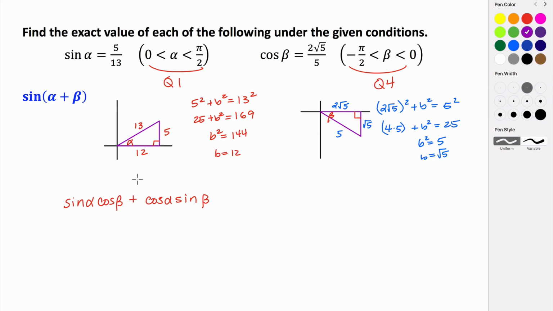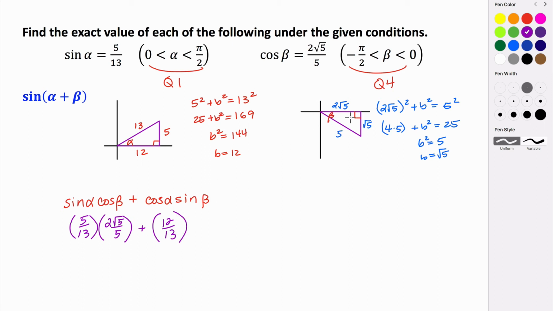So we're going to look at our triangles. Sine of alpha, so we use this triangle here. The sine is the opposite over the hypotenuse, so it's 5 over 13. And then cosine of beta, so again we go to beta. Cosine is 2 rad 5 over 5. And then plus the cosine of alpha. Alpha is here. Cosine is 12 over 13. And then the sine of beta.